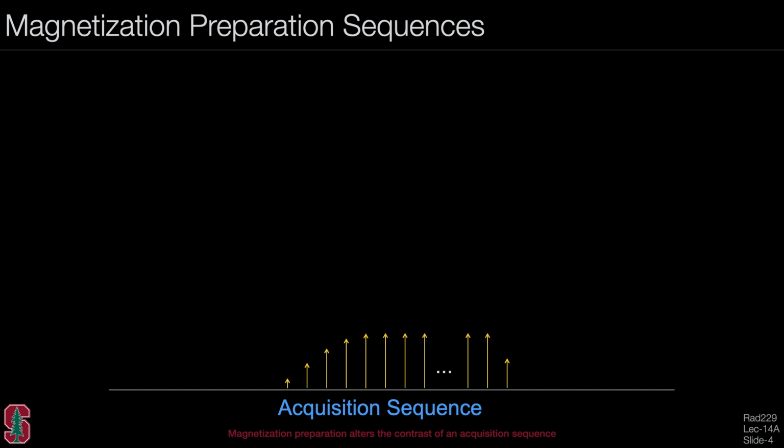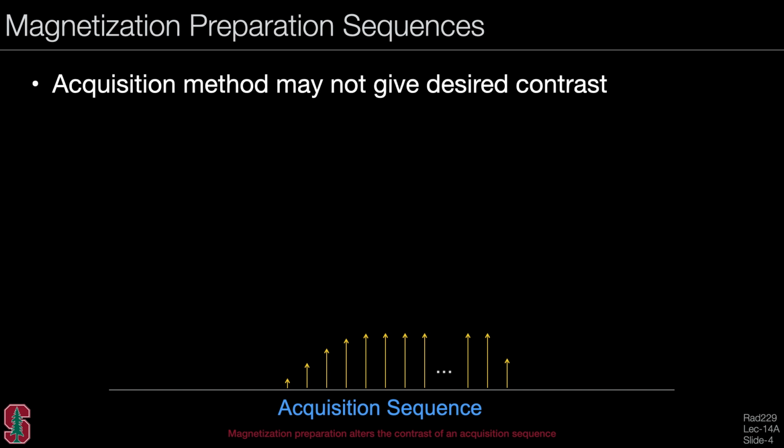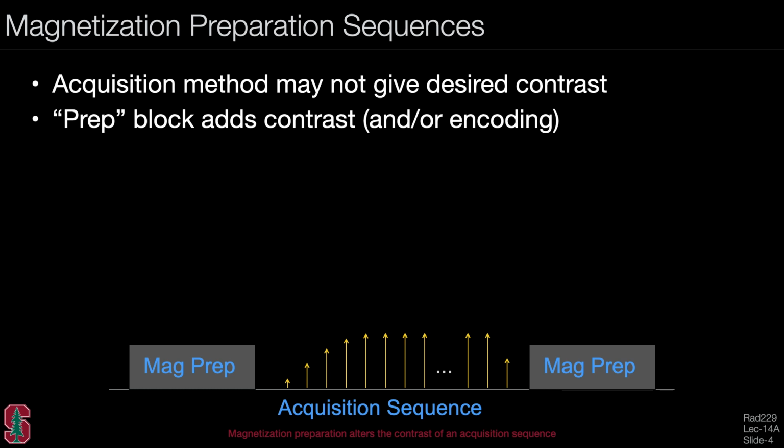Magnetization preparation sequences are used in some cases because the acquisition method may not give the desired contrast. The preparation block may add contrast or change the image in some useful way, and in some cases it adds encoding.